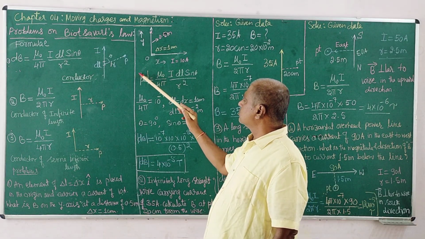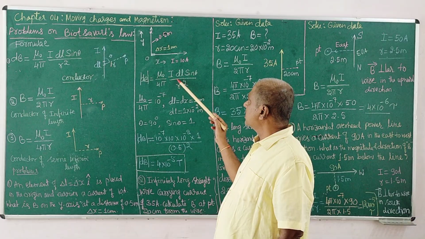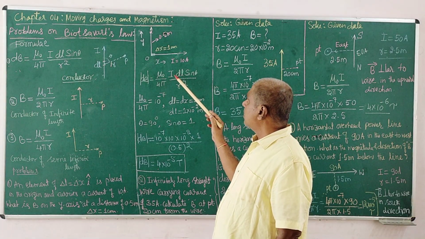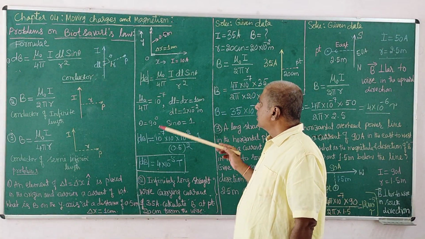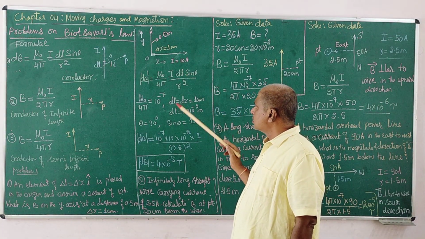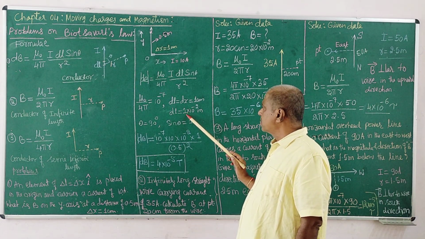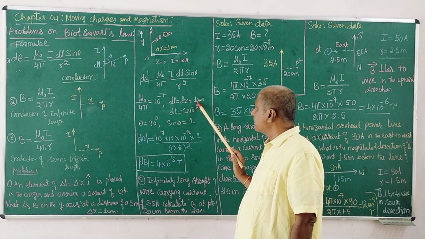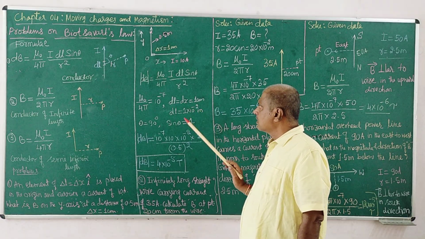Magnitude is asked to calculate dB. Write the same equation, and all the data are given. I equals 10 ampere and dl equals 1 centimeter. 1 centimeter you have to write in SI units: 1 into 10 to the power minus 2 meter in SI unit.